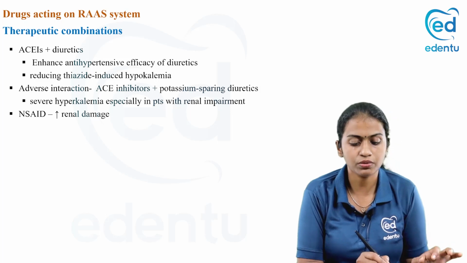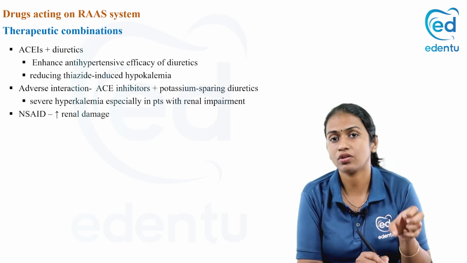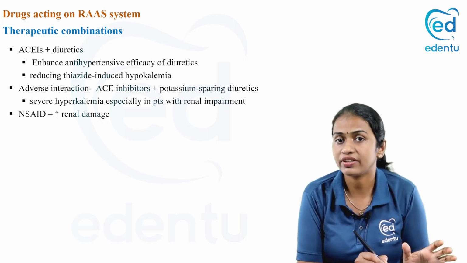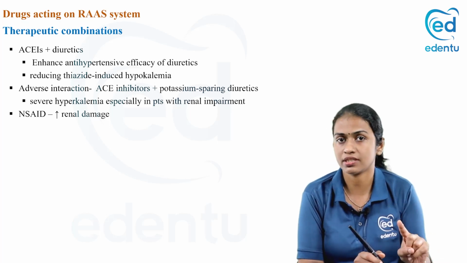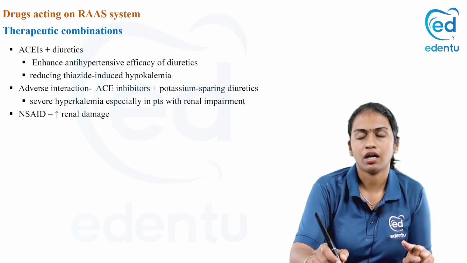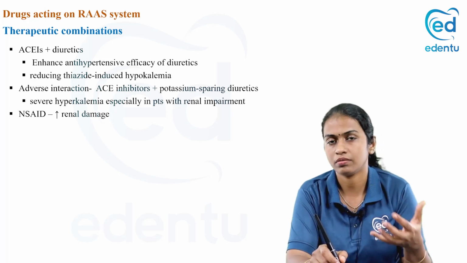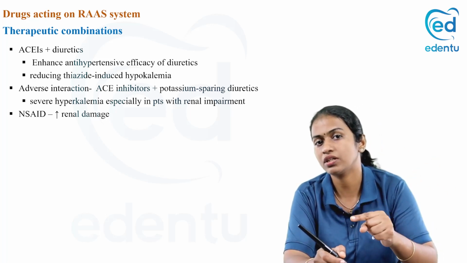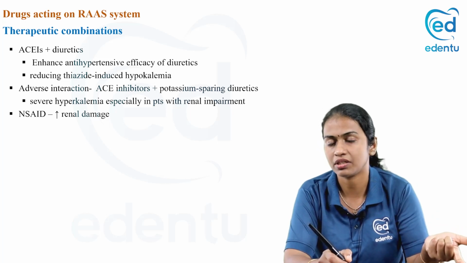So next we come to the therapeutic combinations. You can combine it with diuretic. It is actually a very good combination. Why? Two reasons are there. Diuretics cause sodium and water loss. So renin levels are increased. That can be compensated by giving an ACE inhibitor.